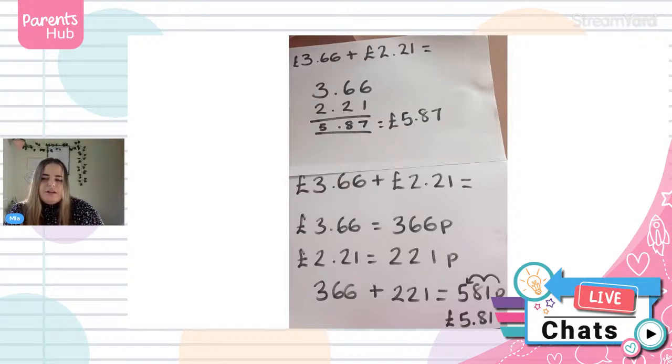Or you can convert it into pennies. So you can have a little go at taking out that point, that decimal, and converting it, and knowing that 100 pennies is in a pound. So I know it will be 366 add 221, and I've just done little hops like you would see on a number line to convert it back into pounds and pence. It's whatever your child finds easiest with that. So then there's lots of different ways you can experiment with doing that.